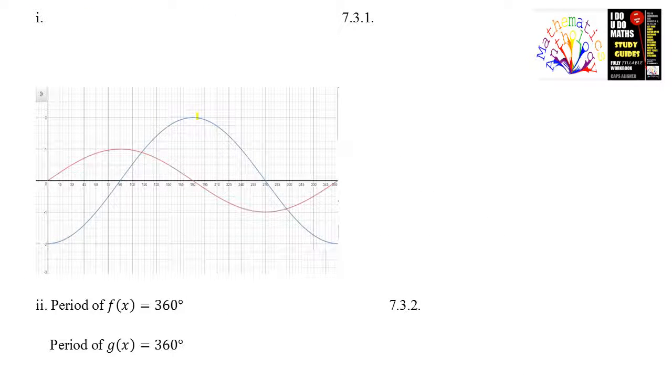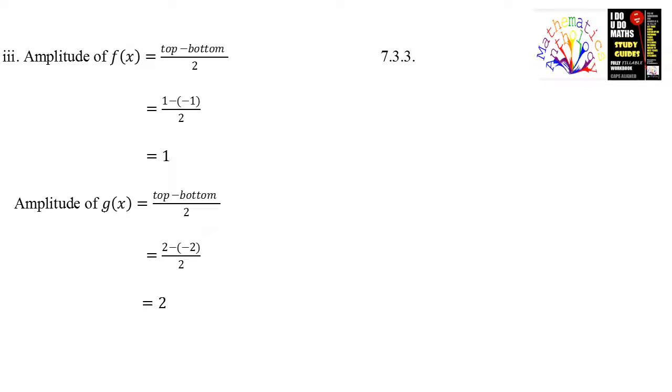The top value occurs here where y is 2, and the bottom value occurs here where y is negative 2. Again, top minus bottom over 2. 2 minus negative 2 over 2 gives me a value of 2 there. So the amplitude of g of x will be 2.